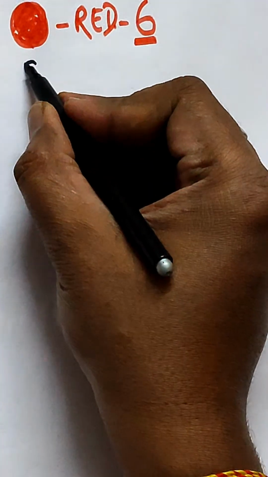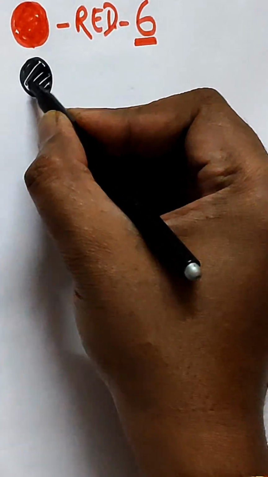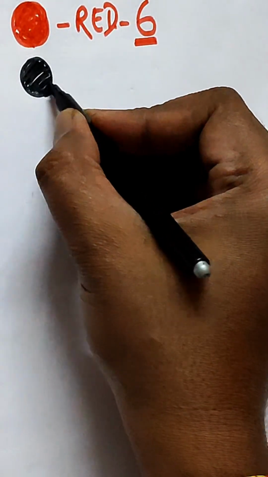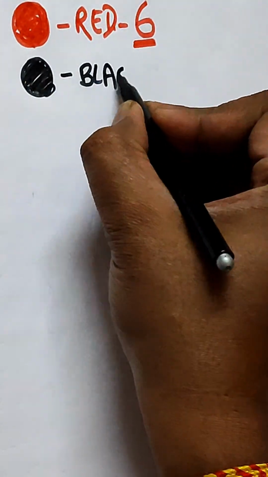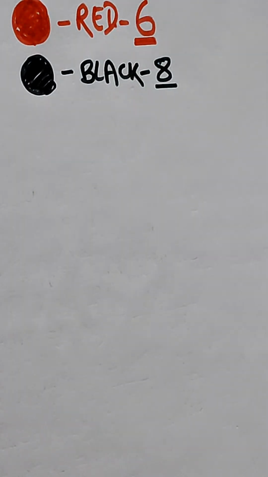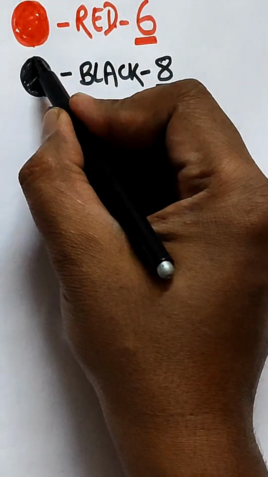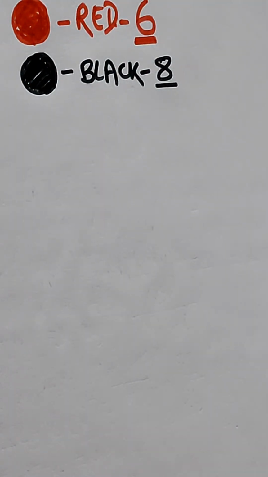A few black balls are given to you. Let's say these are the black balls, and what's the count of these black balls? The count of these black balls is 8, right?